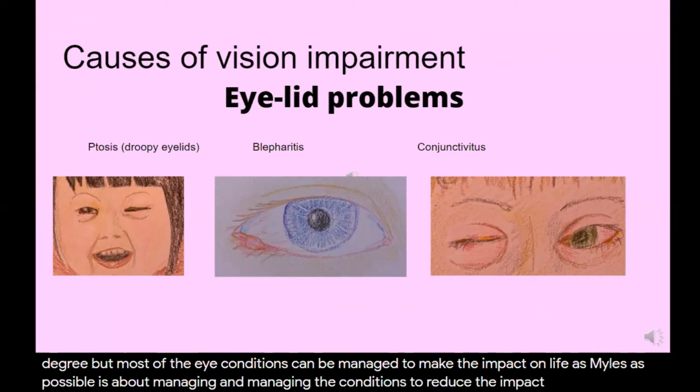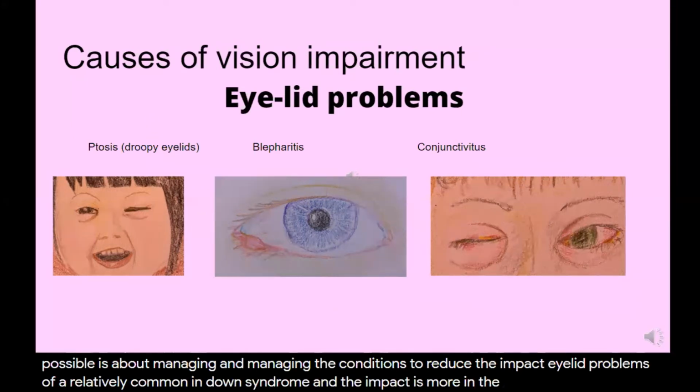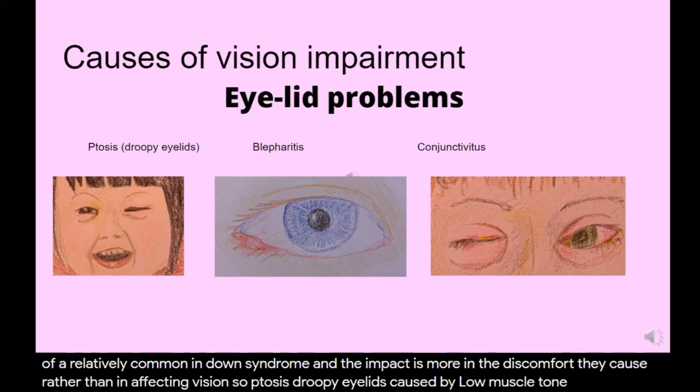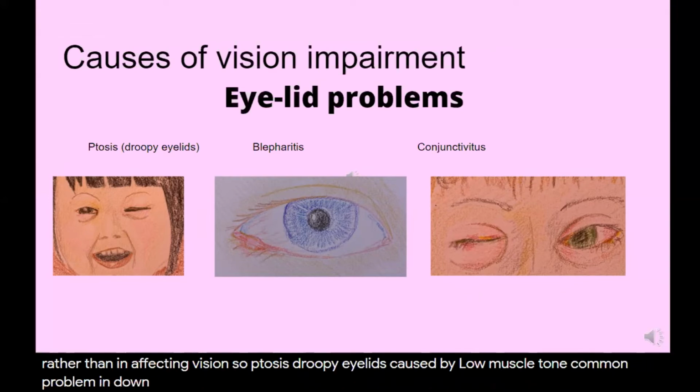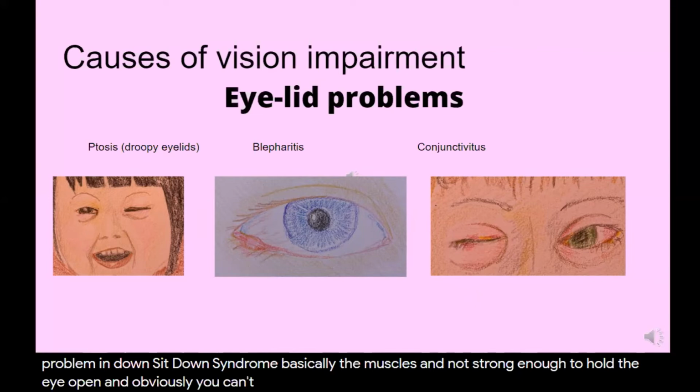Now, eyelid problems are relatively common in Down syndrome, and the impact is more in the discomfort they cause rather than in affecting vision. So ptosis, literally droopy eyelids, caused by low muscle tone, where low muscle tone is a common problem in Down syndrome. Basically, where the muscles are not strong enough to hold the eye open. And obviously, you can't see through closed eyes. So that's the impact.